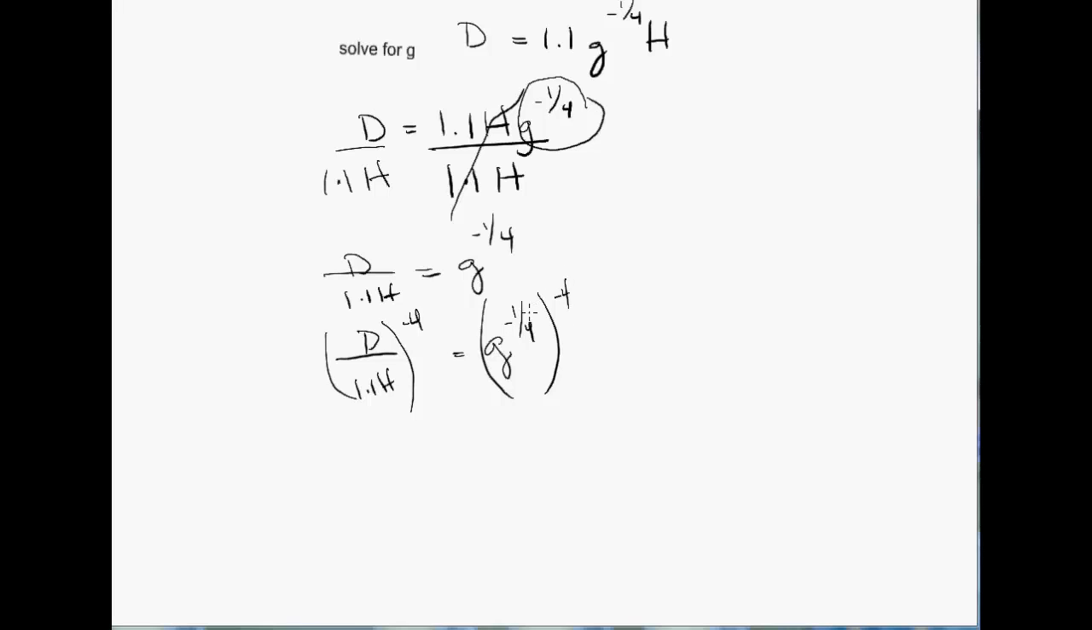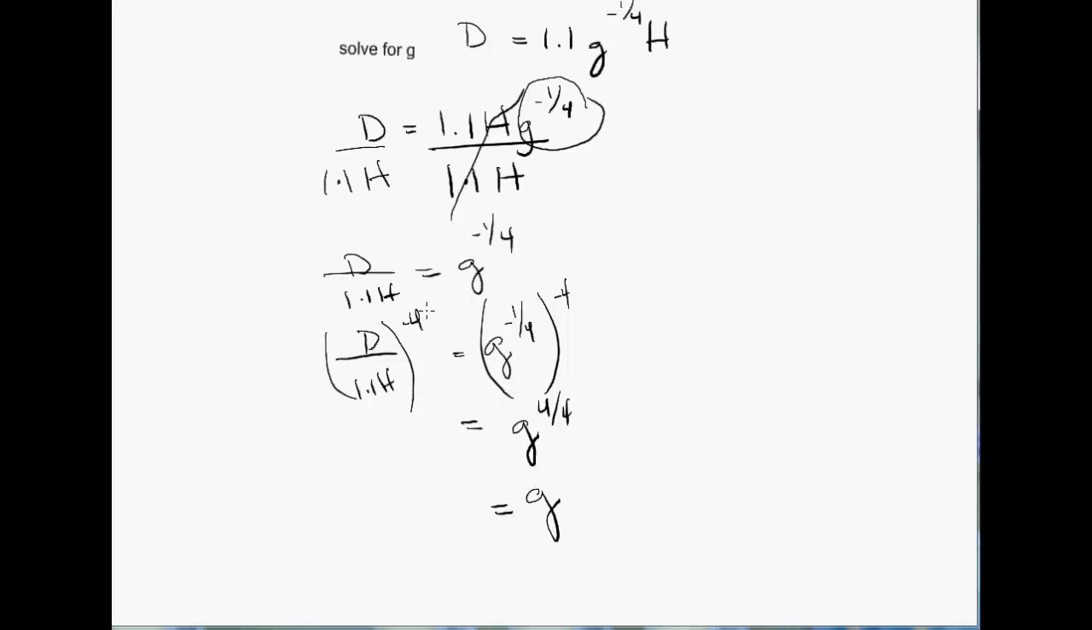Okay, so now remember, we're going to multiply the exponents here. When it's raised to a power, we multiply. So this becomes a minus times a minus, which is a positive. 4 times 1 is 4, and the denominator stays the same. So as you can see, 4 over 4 is 1, so really this just becomes G.